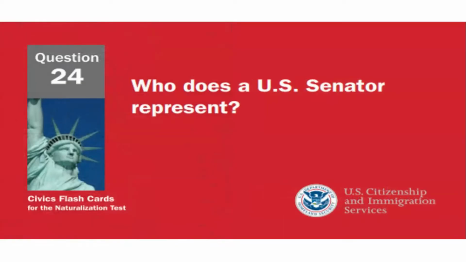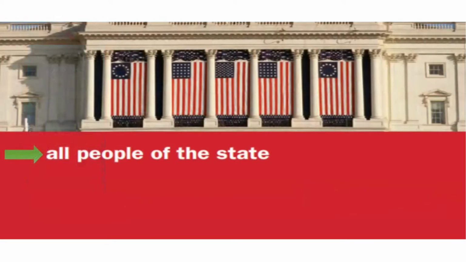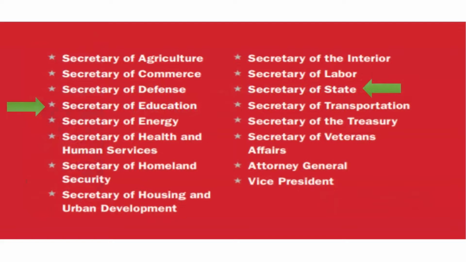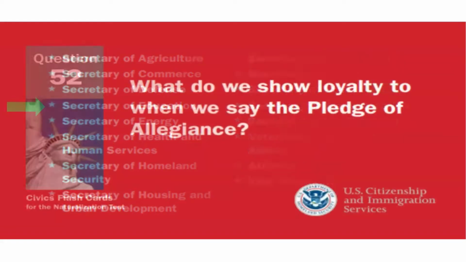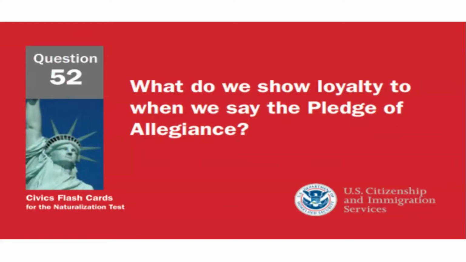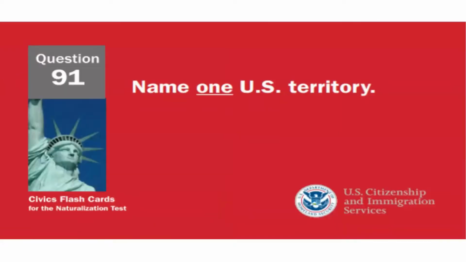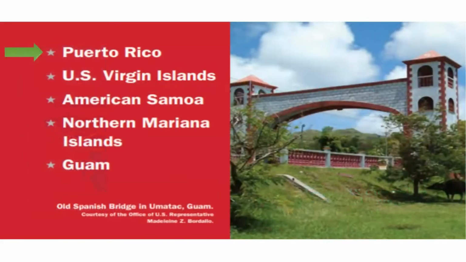Who does a U.S. Senator represent? A U.S. Senator represents all people of the state. What are two cabinet level positions? Secretary of Education and Secretary of State. What do we show loyalty to when we say the Pledge of Allegiance? We show loyalty to the United States. Name one U.S. territory. One U.S. territory is Puerto Rico.